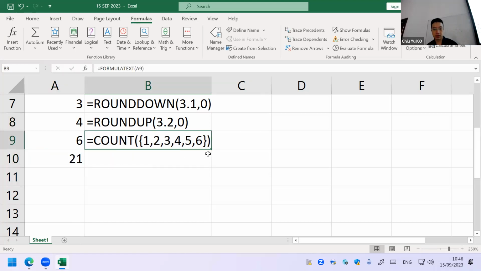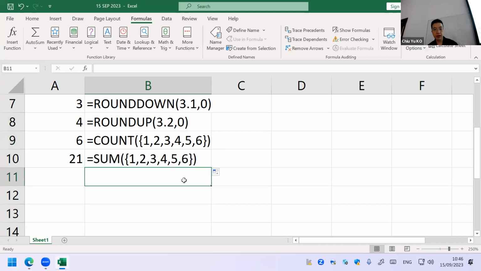And this is 21. Right? So if you're aware what I'm doing, I have row number 10 and row number 9. We have sum, we have count. The fraction is average.